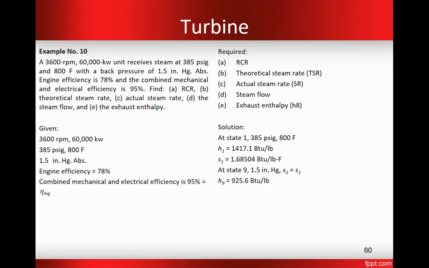So given this: 3,600 RPM, 6,000 kilowatt, 385 PSI gauge, 800 Fahrenheit, 1.5 inch mercury absolute, engine efficiency is 78%, combined mechanical and electrical efficiency is 95%. The required: A is RCR, B theoretical steam rate, TSR, C actual steam rate, SR, D steam flow, m sub s, E is the exhaust enthalpy, H sub 8.